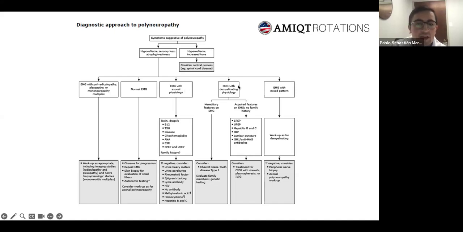In the case that we have an EMG with a demyelinating pattern, we must differentiate between patients with a family history and those without. If there is a family history, we must rule out Charcot-Marie-Tooth. Okay, this is with genetic testing and genetic counseling for the family. And in the case there is no family history, we must request all of these tests: proteins in serum and in urine, serologic tests for hepatitis B and C, HIV, and some less common antibodies.